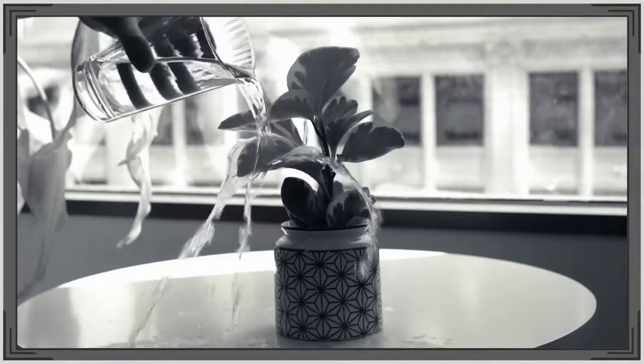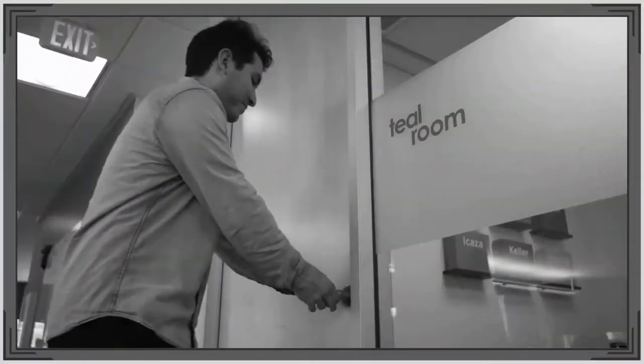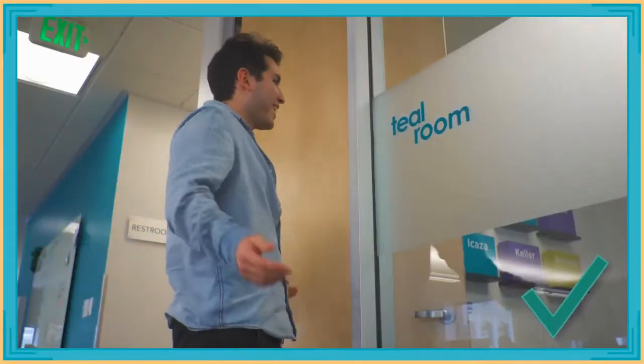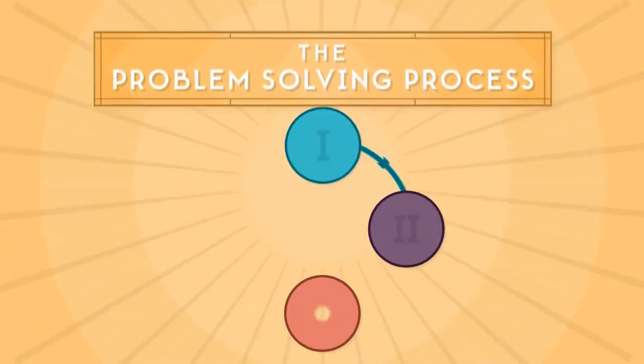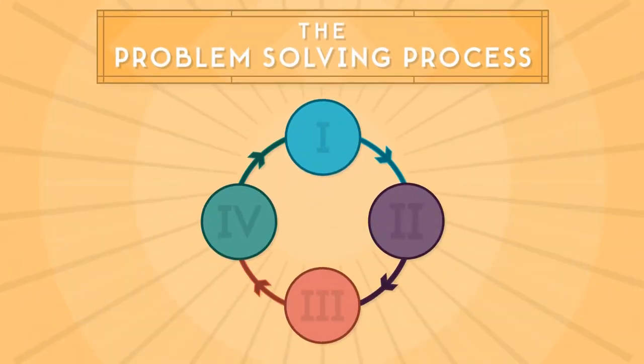We all deal with different types of problems every day. And one way or another, we come up with solutions. But did you know there's actually a series of steps you can take for solving any problem? It's called the problem-solving process, and it has 4 basic parts.